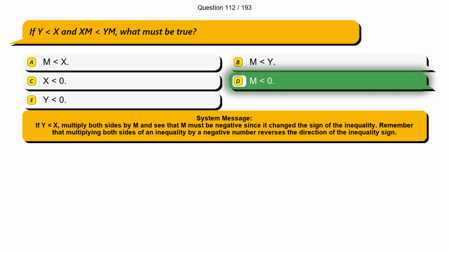If y less than x, multiply both sides by m and see that m must be negative since it changed the sign of the inequality. Remember that multiplying both sides of an inequality by a negative number reverses the direction of the inequality sign.